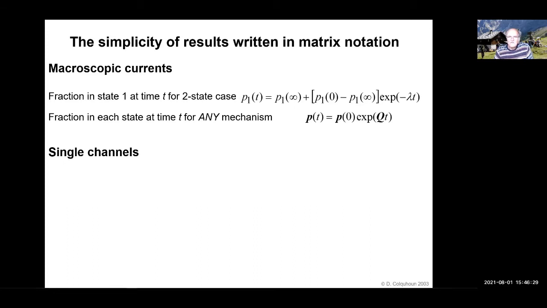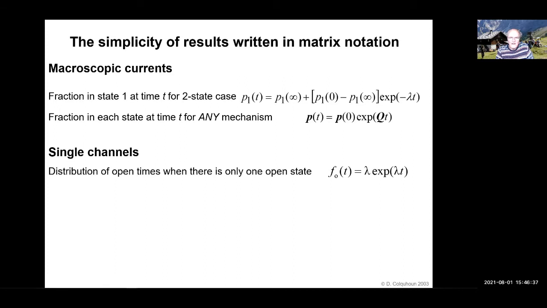So this is not only a lot simpler looking than that, but it's also perfectly general. Likewise, the distribution of open times when there's only one open state would be simply an exponential distribution with a rate constant, which would be 1 over the shutting rate.